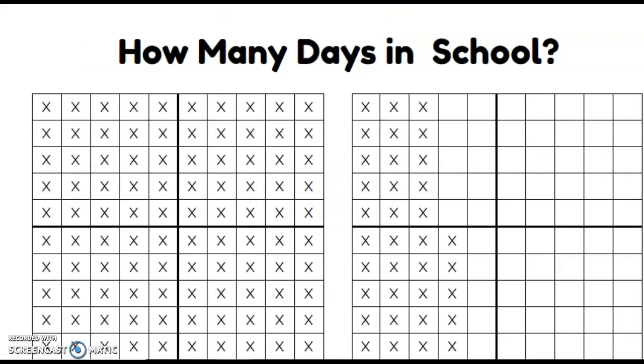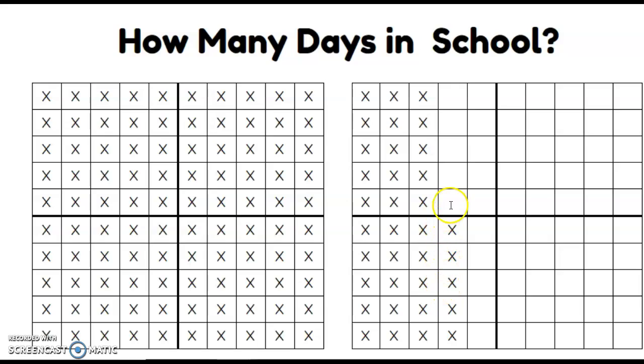All right. Let's add another day in school. Let's count by 5s today. 5, 10, 15, 20, 25, 30, 35, 40, 45, 50, 55, 60, 65, 70, 75, 80, 85, 90, 95, 100, 105, 110, 115, 120, 125, 130. Stop.